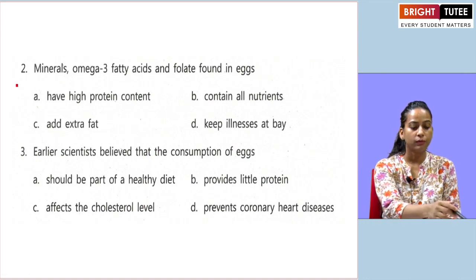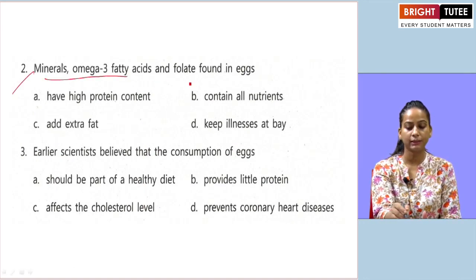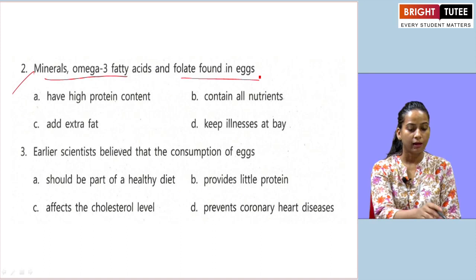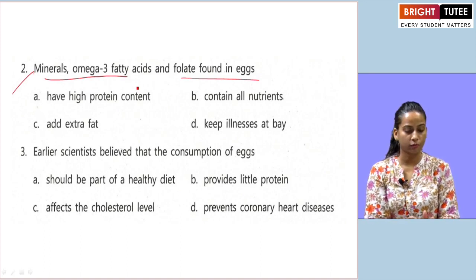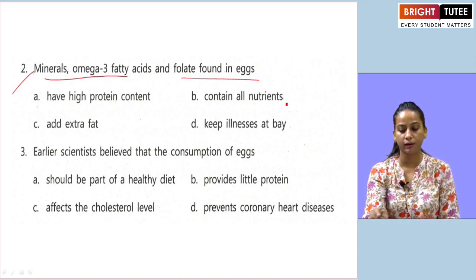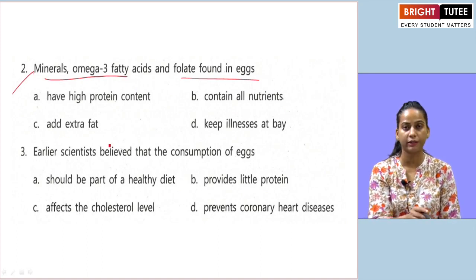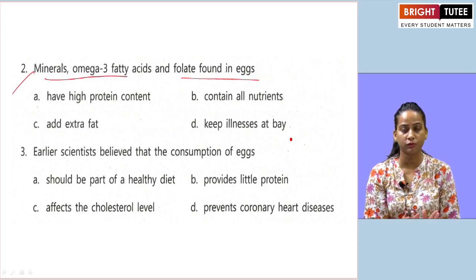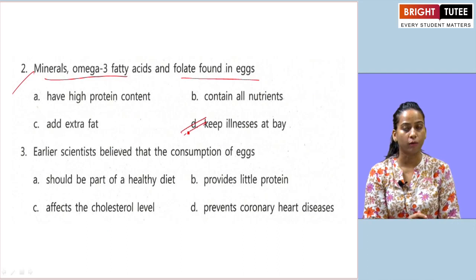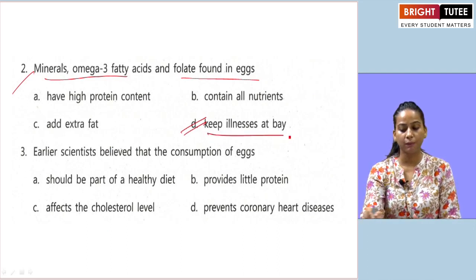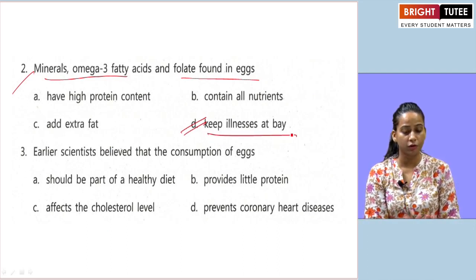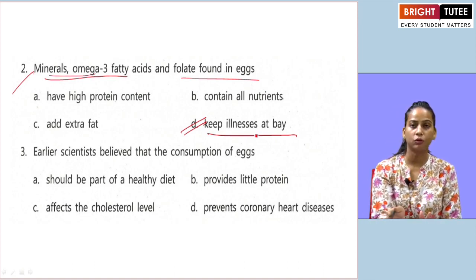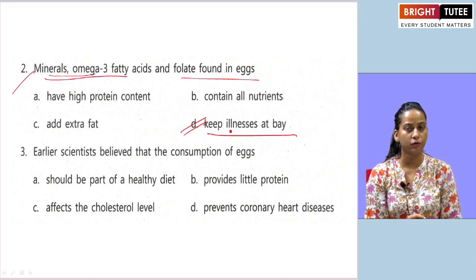Question number 2, minerals, omega fatty acids and folate found in eggs. We have to find out the correct option. Have high protein content, contain all nutrition, add extra fat, keep illness at bay. When you refer to your passage, you must know the appropriate option for this is going to be option D, which is keep illness at bay, means it reduces the risk of disease or illness. So, that is going to be the answer for question number 2.